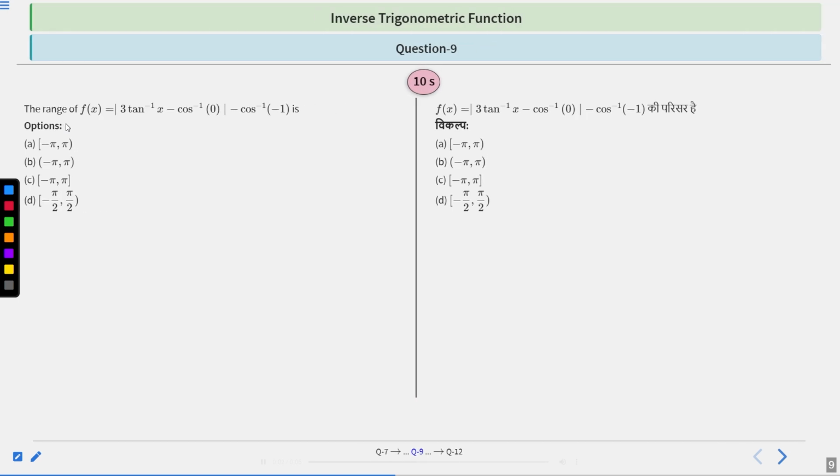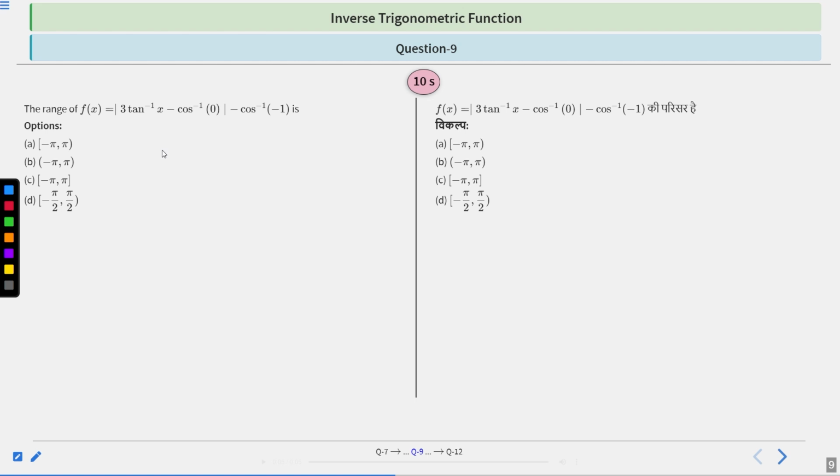Got it? Let's move to the next question, question number 9, which says the range of f(x) is equal to mod of 3 tan inverse x minus cos inverse 0 minus cos inverse minus 1 is. So see, the hint of this question is, we are given 3 tan inverse x minus cos inverse 0 minus cos inverse minus 1. We have to basically find the range of this one, right? So cos inverse 0 and cos inverse minus 1 are constant, right? So what is the range of tan inverse x? Tan inverse x will always lie between minus pi by 2 to pi by 2, right?